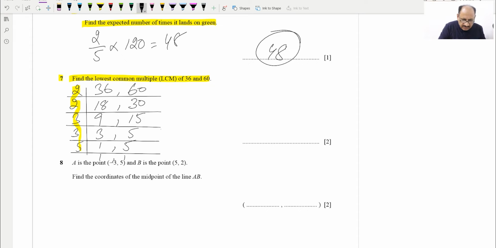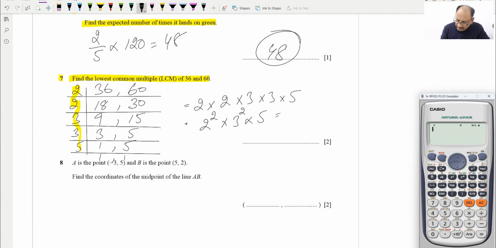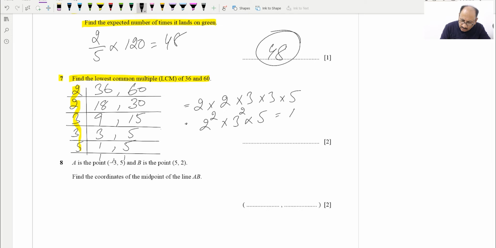These are the numbers which we have to multiply to get the answer, and this will be 2 into 2 into 3 into 3 into 5, and we can write this as 2 raised to the power 2 into 3 square into 5. This can be the answer, or we can multiply and write it as 2 into 2 into 3 into 3 into 5, which gives us 180. So 180 can be the answer which we can write here, and this was for 2 marks.